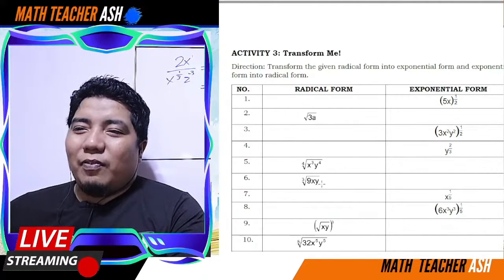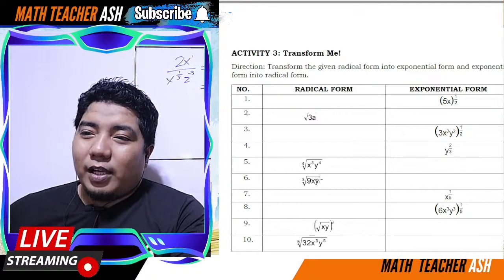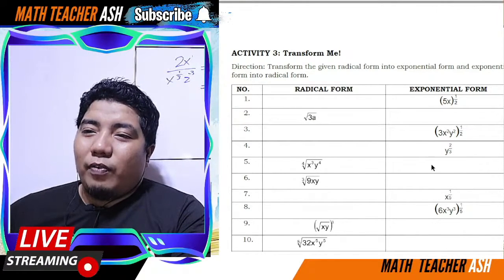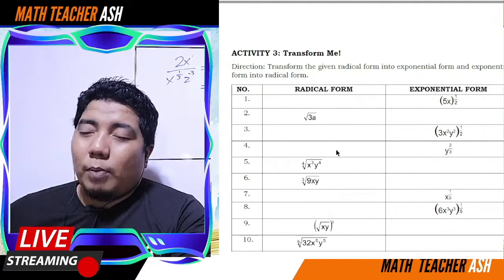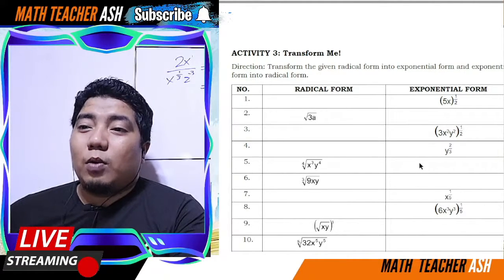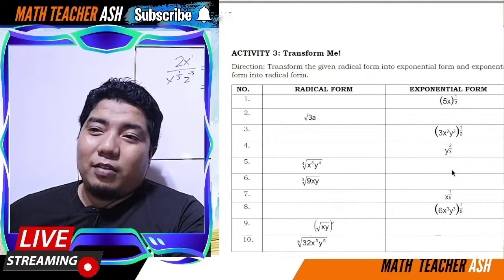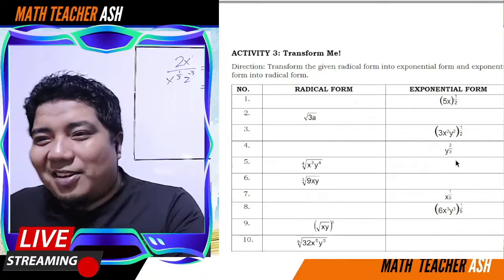Ito naman, what if kung ito ang given? Alright. So, we have here the fourth root of x cubed y to the 4. So, this will become x to the power of 3/4 y to the power of 4/4, which is equal to x to the power of 3/4 y. Kasi ang 4 over 4 is 1. Okay, y na lang. Alright.